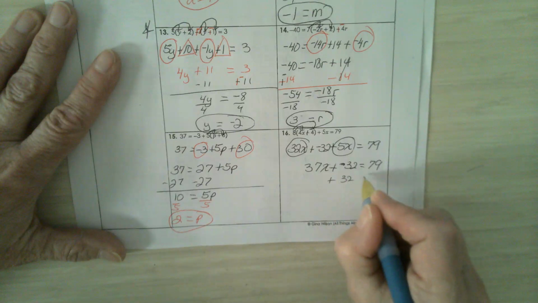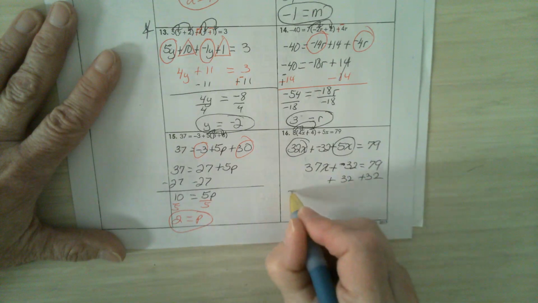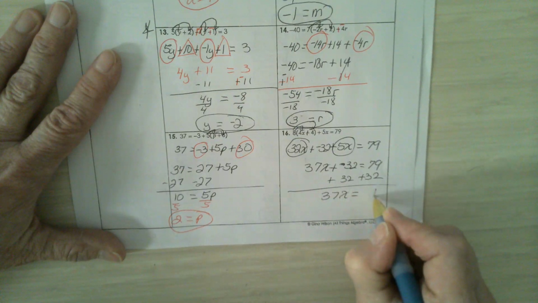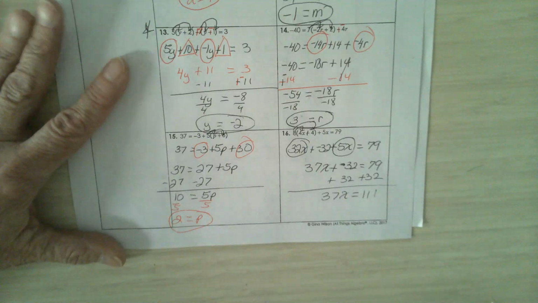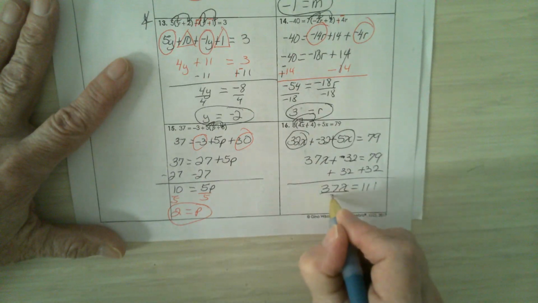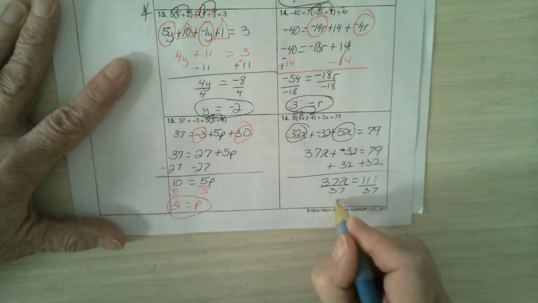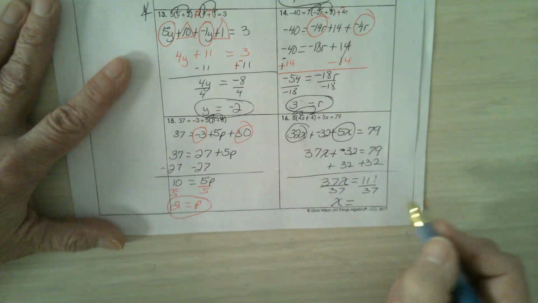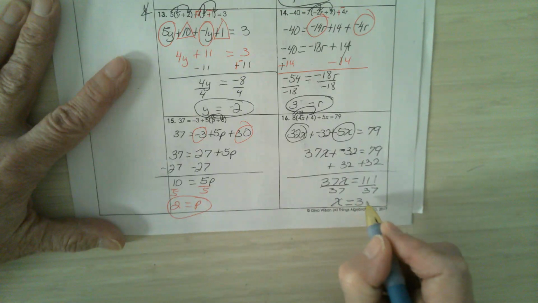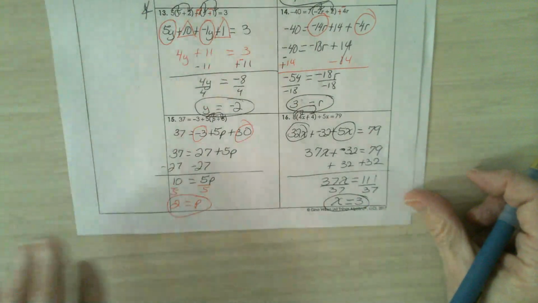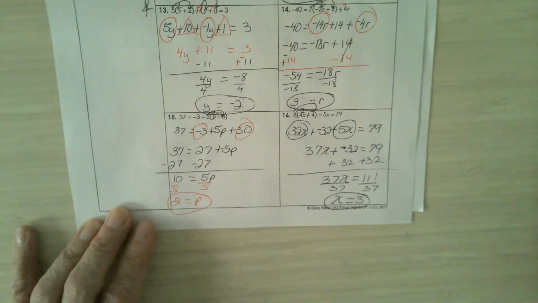Add 32, add 32. 37x equals 111. Divide by 37, divide by 37. x equals 3, isn't it? Yeah. Any questions on these? Everyone do okay? All right, so what are we going to do?